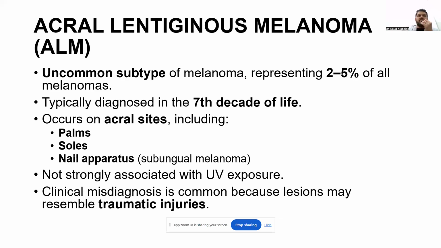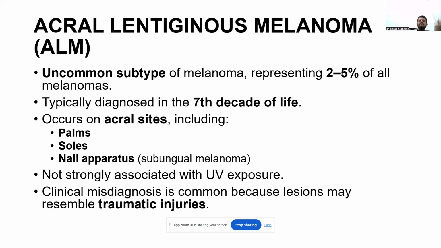So this is an uncommon subtype, representing 2 to 5% of all melanomas. You have to understand these textbooks mainly rely on data from the West or the East, not necessarily for the Middle Eastern population. It's usually diagnosed in the 7th decade of life, occurs in acral sites like palms, soles, nail apparatus, and this is what we have, like subungual melanoma.